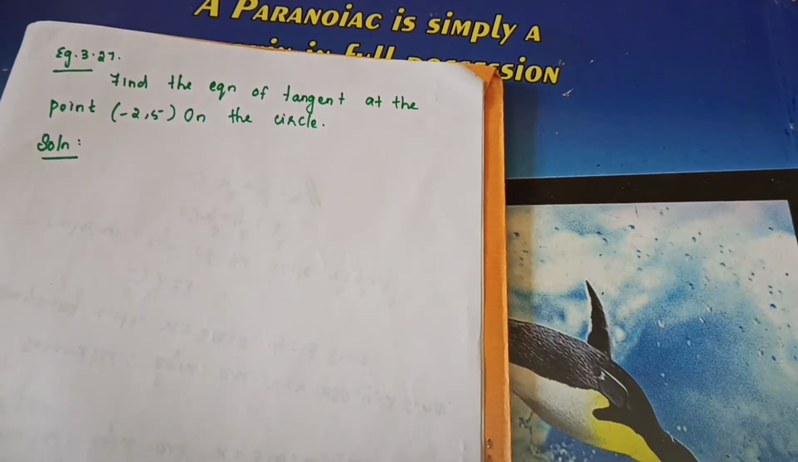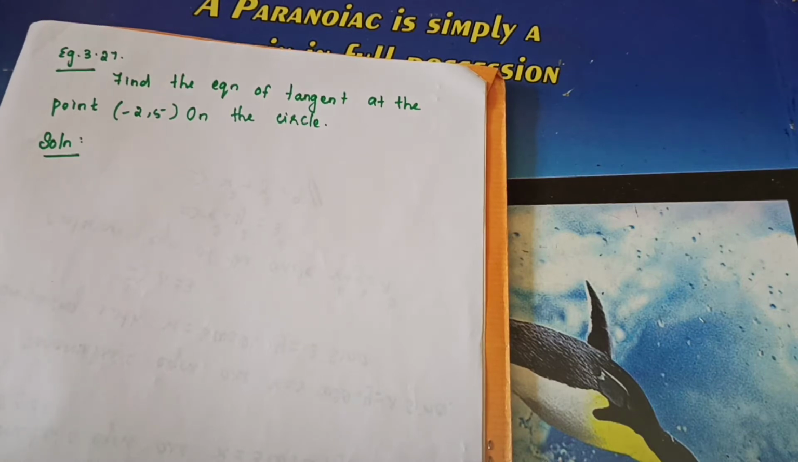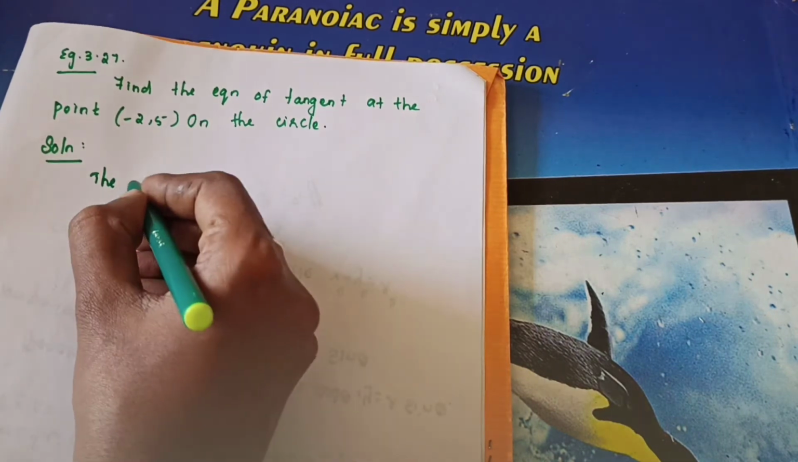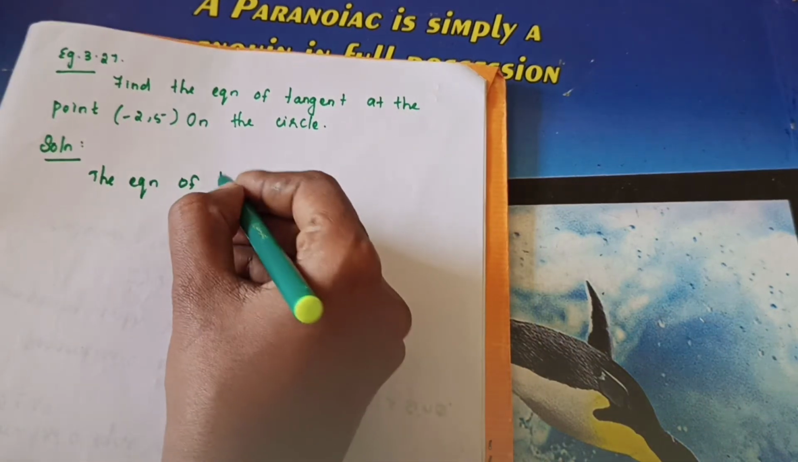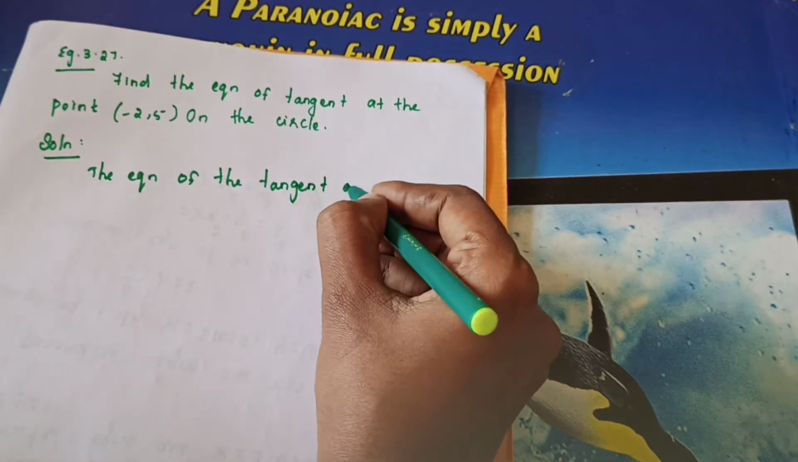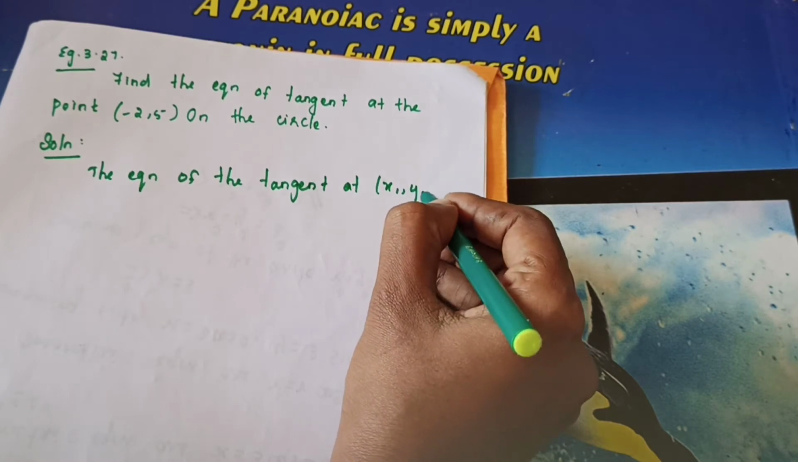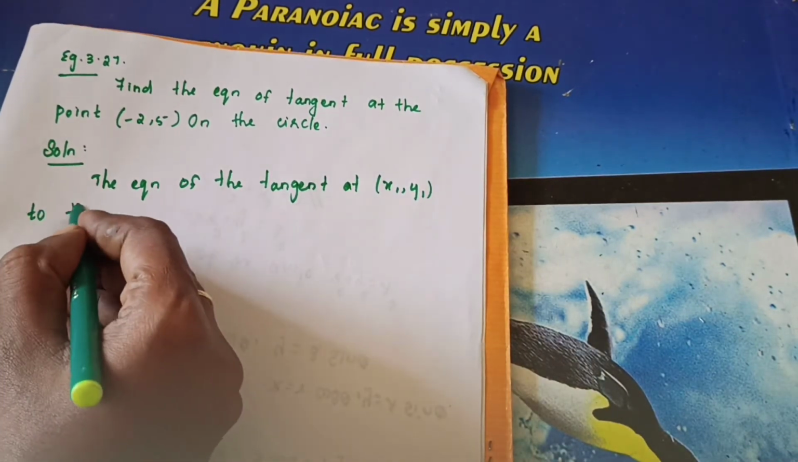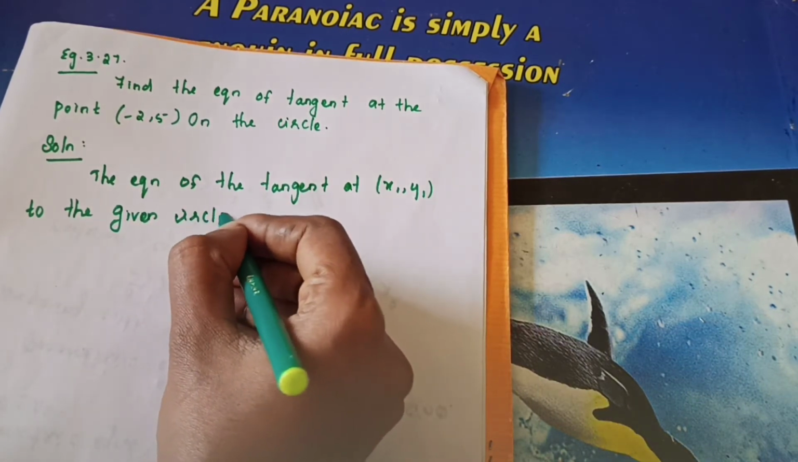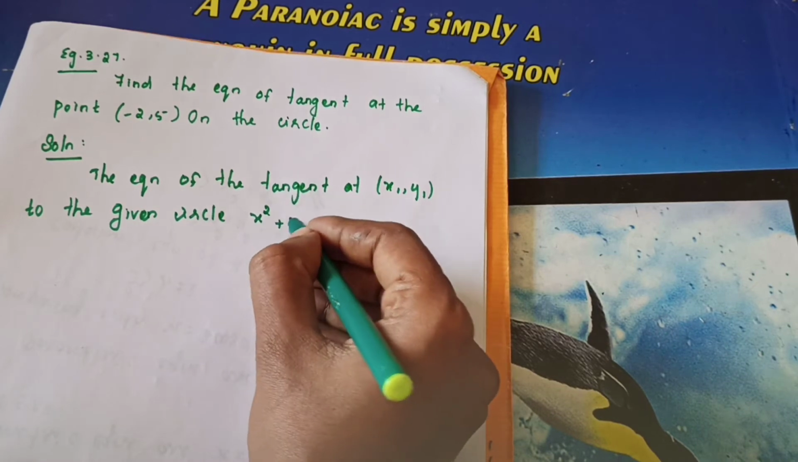Find the equation of the tangent at the point minus 2 comma 5 on the circle. Okay, so we are going to find the tangent of a circle. Simple problem. We are going to use what you have learned. So write one line: the equation of the tangent at x1 y1 to the given circle.